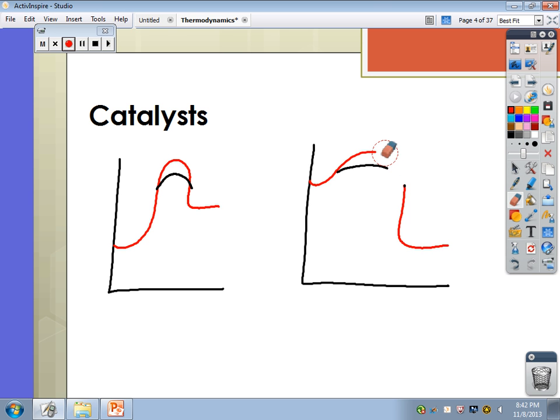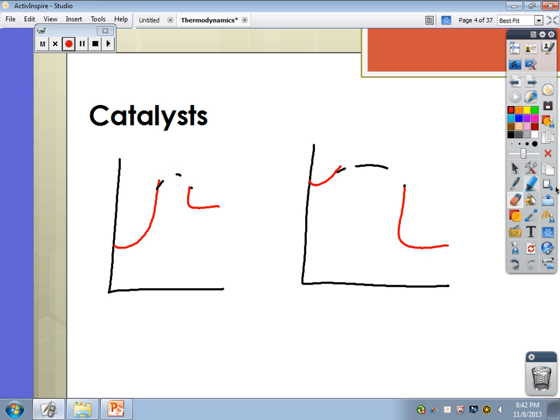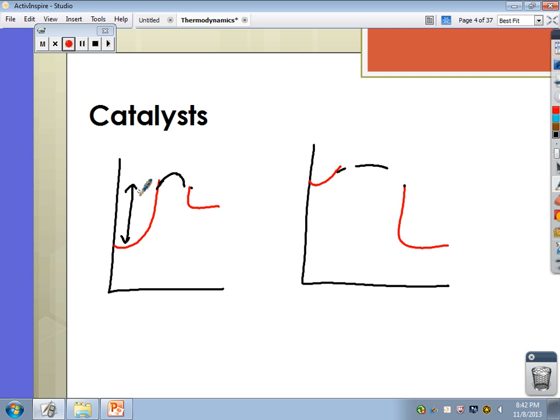And so what did it change? It didn't change the reactants and the products, did it? Right? It just changes activation energy. The activation energy used to be higher because the hill used to be up here. So my reactants and my products do not change. What happened? The hill used to be here. Here's where it is now.